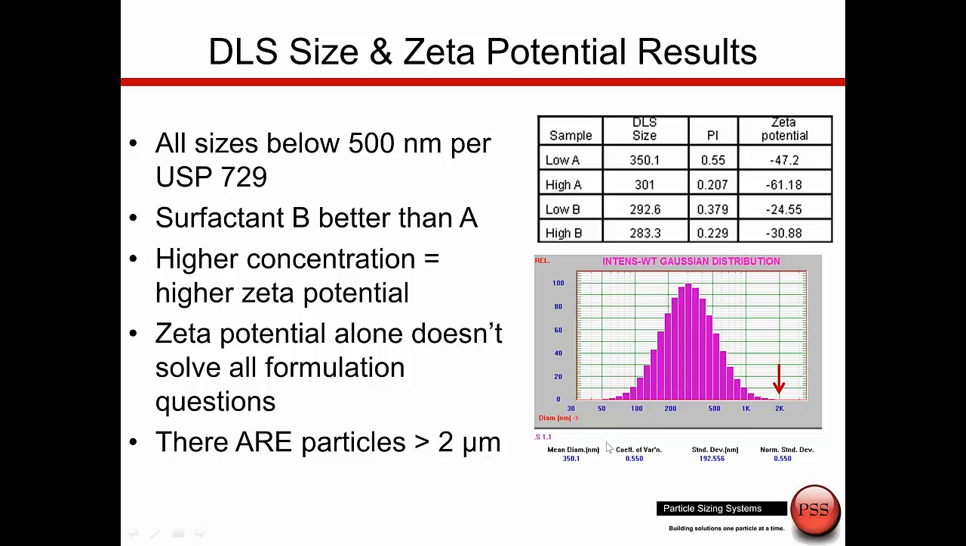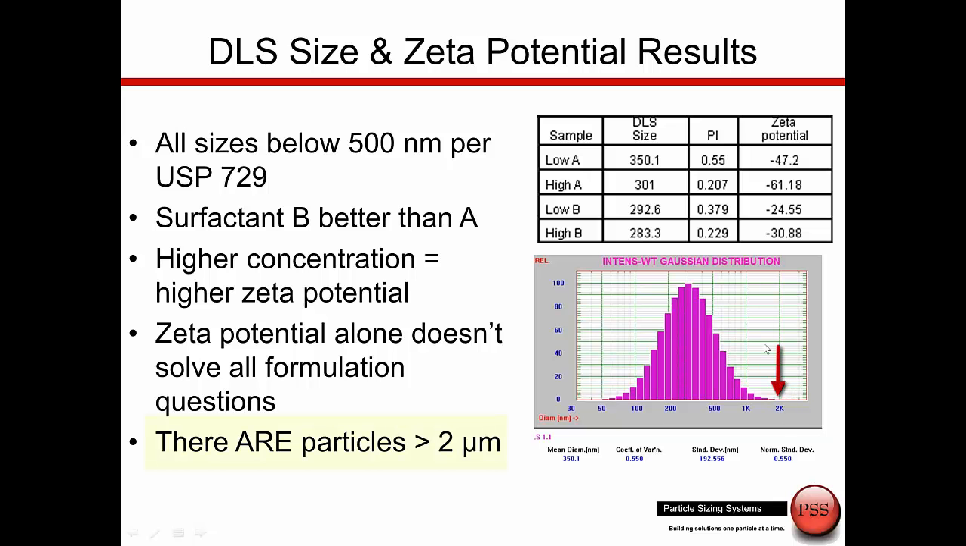Now, what you see here is one of these results. This is the result for low concentration of surfactant A. And you'll see how this is actually, with dynamic light scattering, this is always a fitted result. This is a Gaussian result. It indicates there's nothing greater than 2,000 nanometers, or 2 microns, and actually there are.